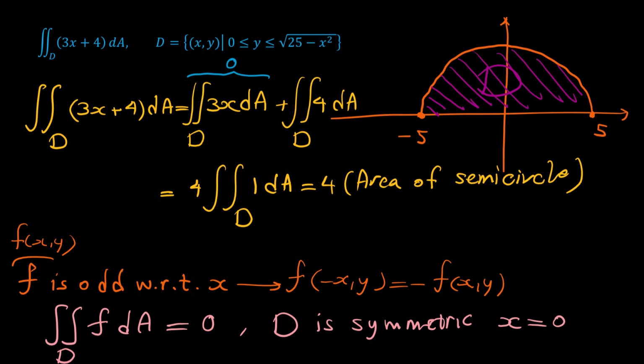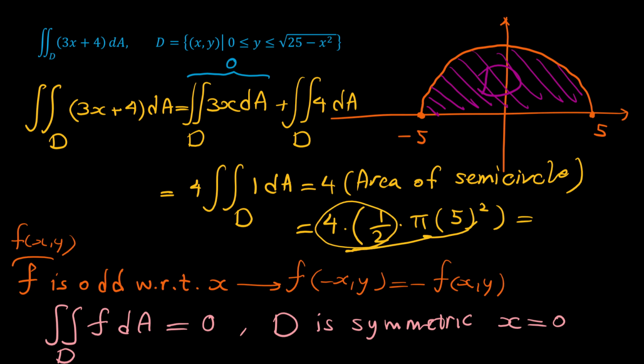And the good news is that we know the area of a circle. Just simply we have to divide it by 2. It would be the area of a semicircle. So 4 times 1/2, because it's a semicircle. 1/2 of the area of a circle is the area of a semicircle. Area of a circle with radius 5 is pi times 5 to the 2. So the answer is 4 times 1/2 is 2. 2 times 25 is 50. 50 pi. So the answer is 50 pi.